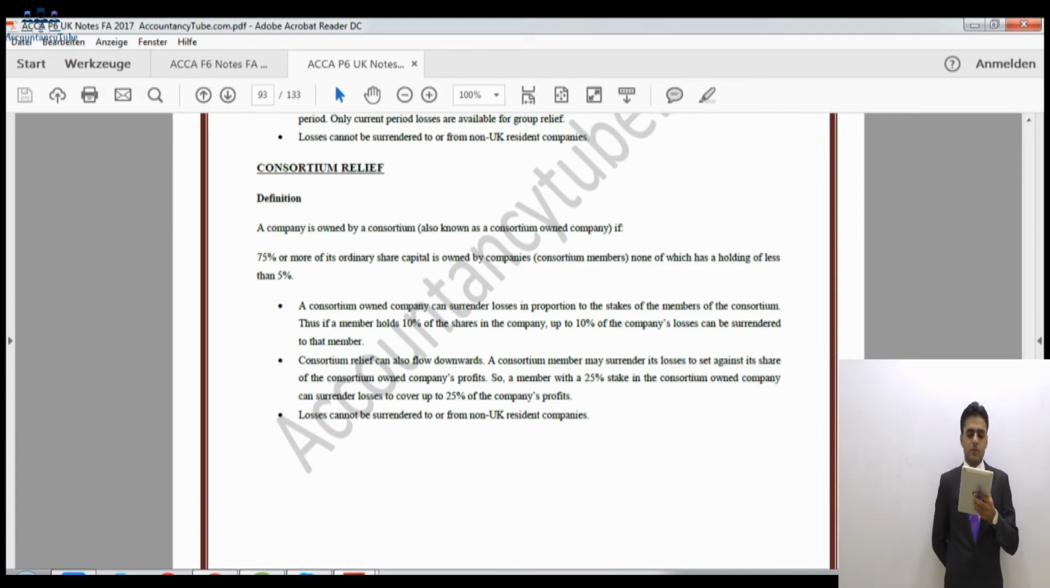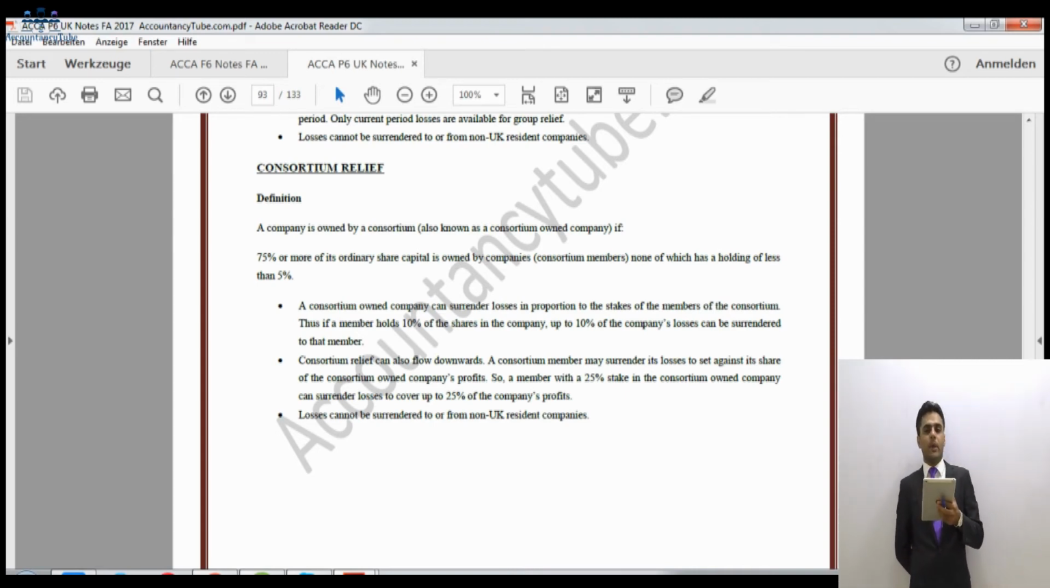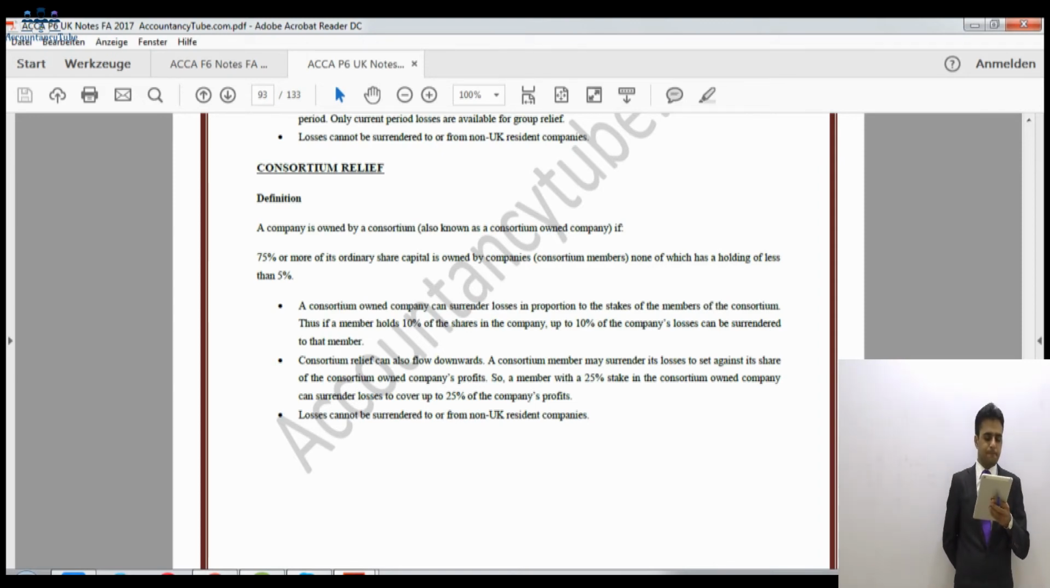Now, assets are deemed to be transferred at the price which will give a transfer at no gain, no loss, which means the transfer price would be cost plus the indexation allowance, which means that it will be equal to cost. All right, which will mean eventually that there will be no gain.